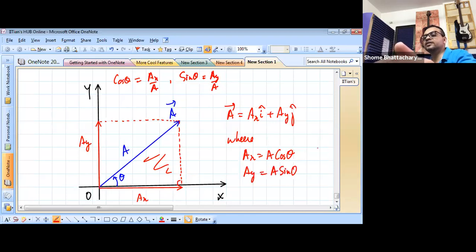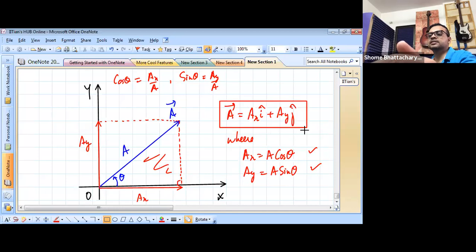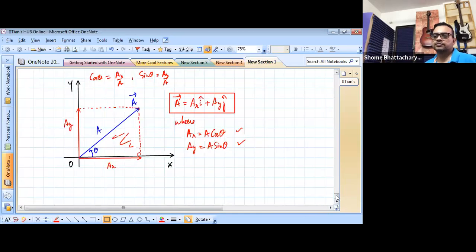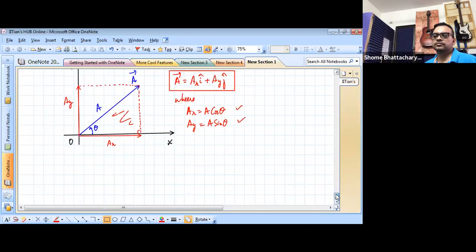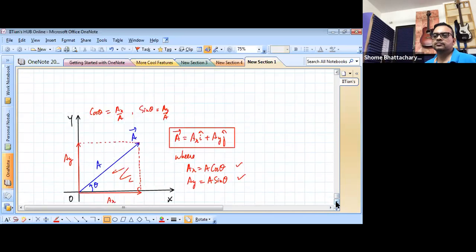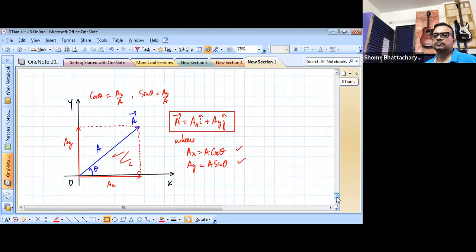So this is the geometrical meaning of the components. That if the magnitude of the vector is E and the angle it's making with the x-axis is theta, then the x component is nothing but E cos theta and the y component is nothing but E sin theta. So this is the geometrical meaning of components. You just note this down.